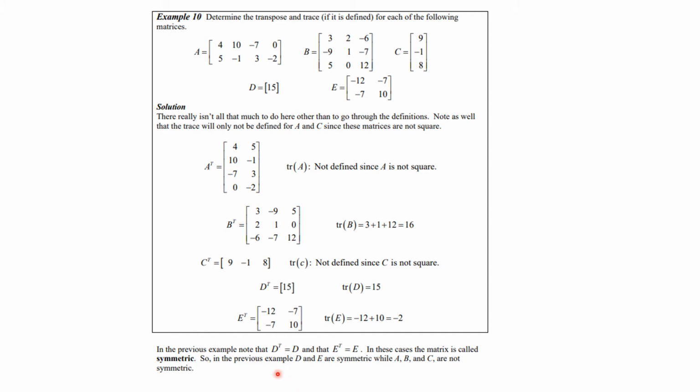Now notice that in the previous example, the transpose of D and the transpose of E were actually the very same matrices. So the transpose in each case was equal to the original matrix. Such matrices are called symmetric. This is a definition. So some things are symmetric and some are not.